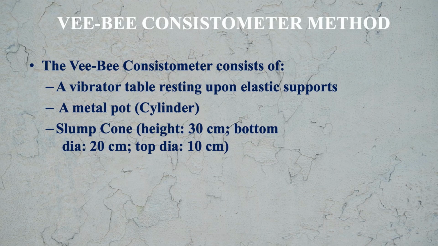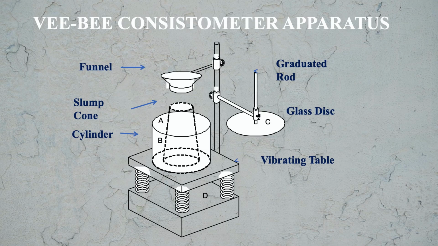So the same slump cone we will be using here, which has the dimensions of height 30 centimeter, bottom diameter 20 centimeter, top diameter 10 centimeter. So this slump cone we will be using here in this VB consistometer test also. Here you see the VB consistometer apparatus. So as I told you that there is a slump cone.